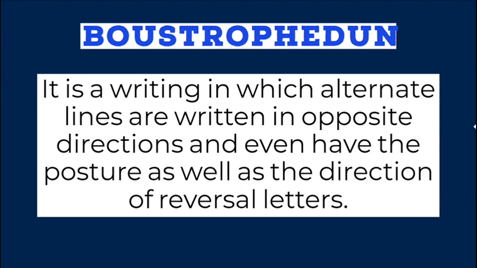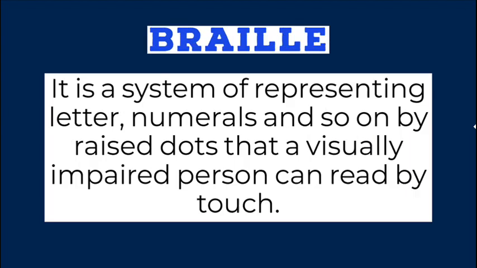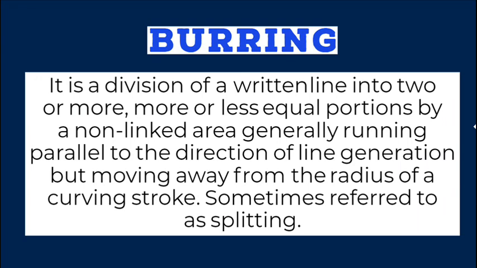Boustrophedon. It is a writing in which alternate lines are written in opposite directions and even have the posture as well as the direction of reversal letters. Bow. It is a vertical curve stroke as in capitals D and C. Braille. It is a system of representing letters, numerals and so on by raised dots that a visually impaired person can read by touch.